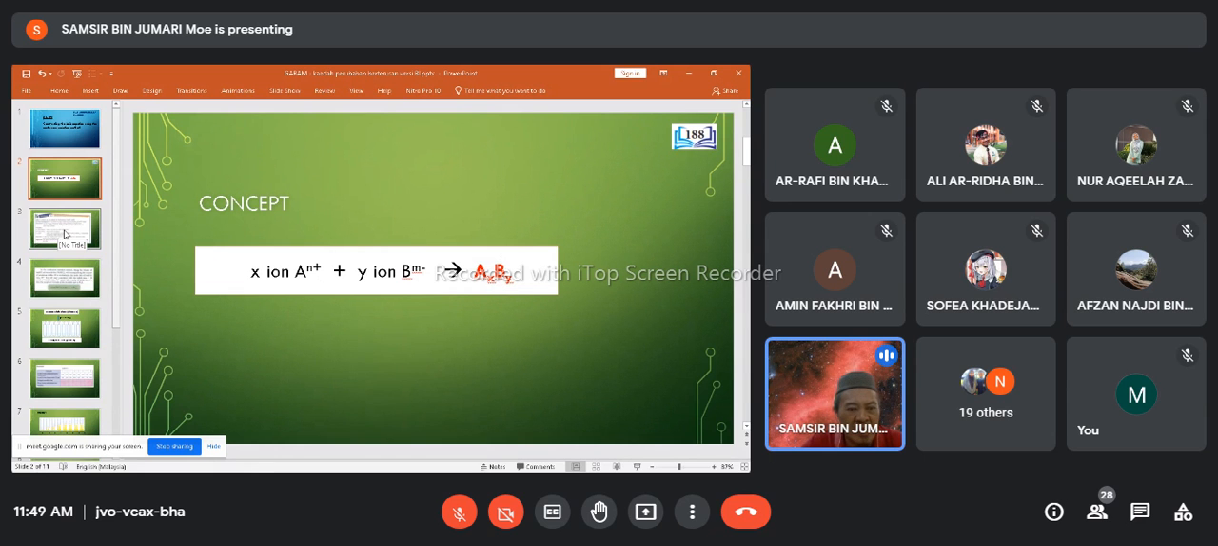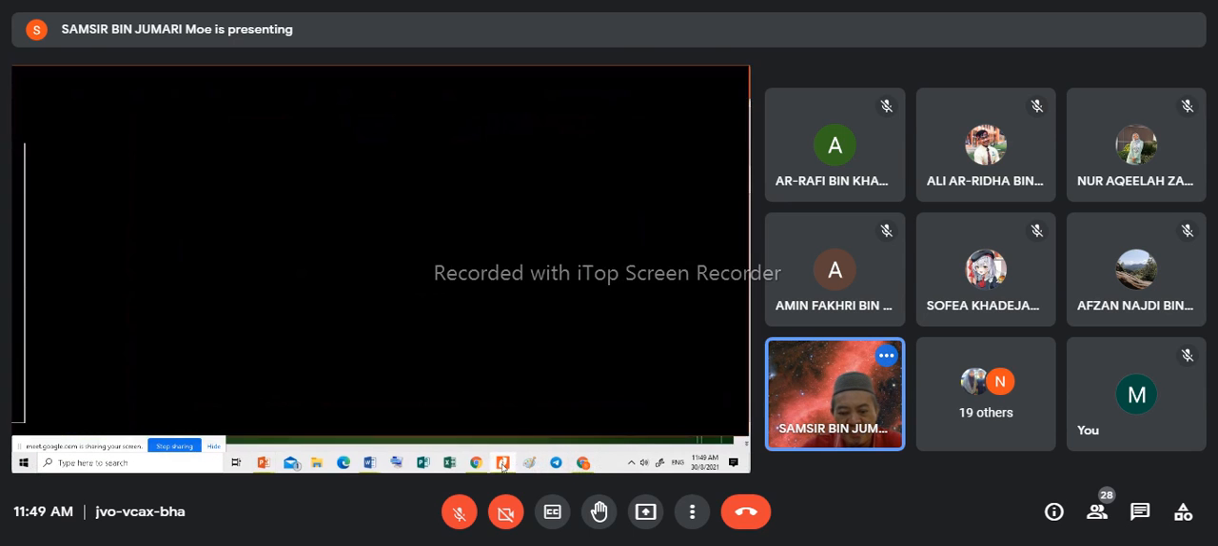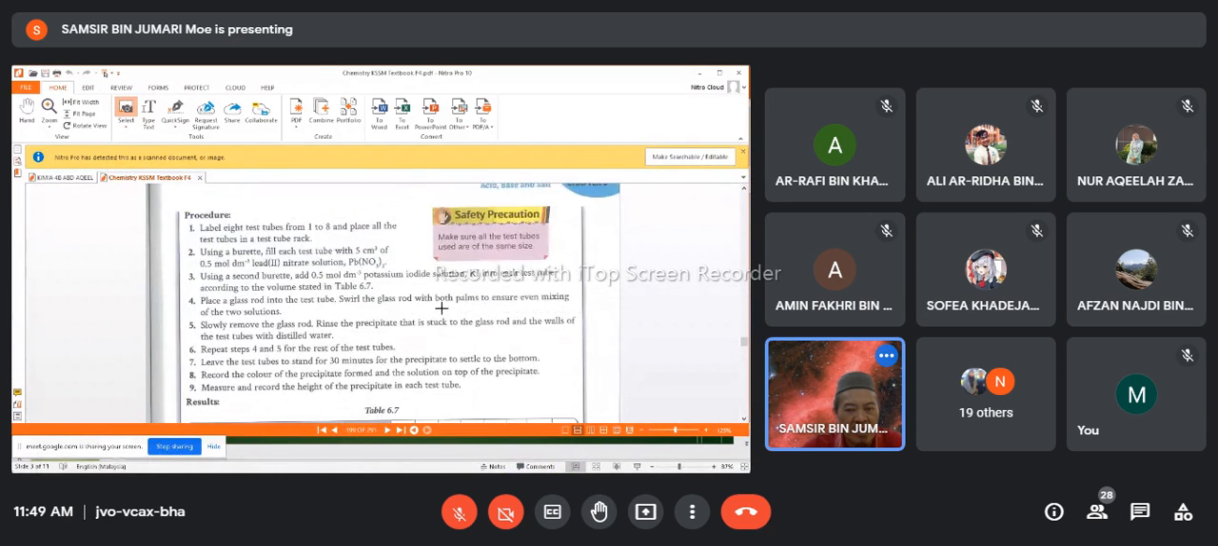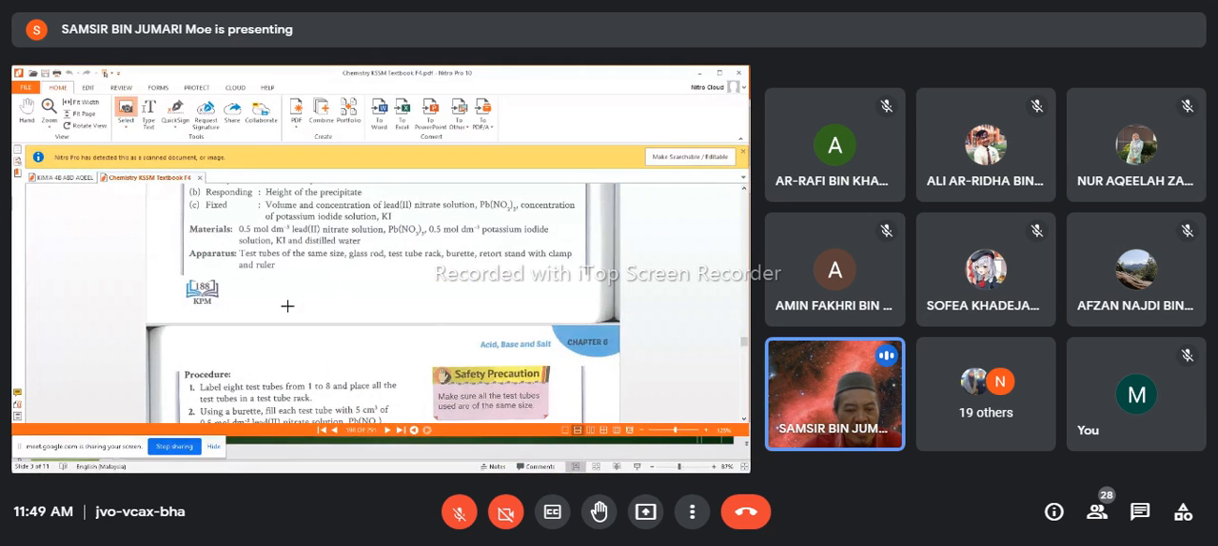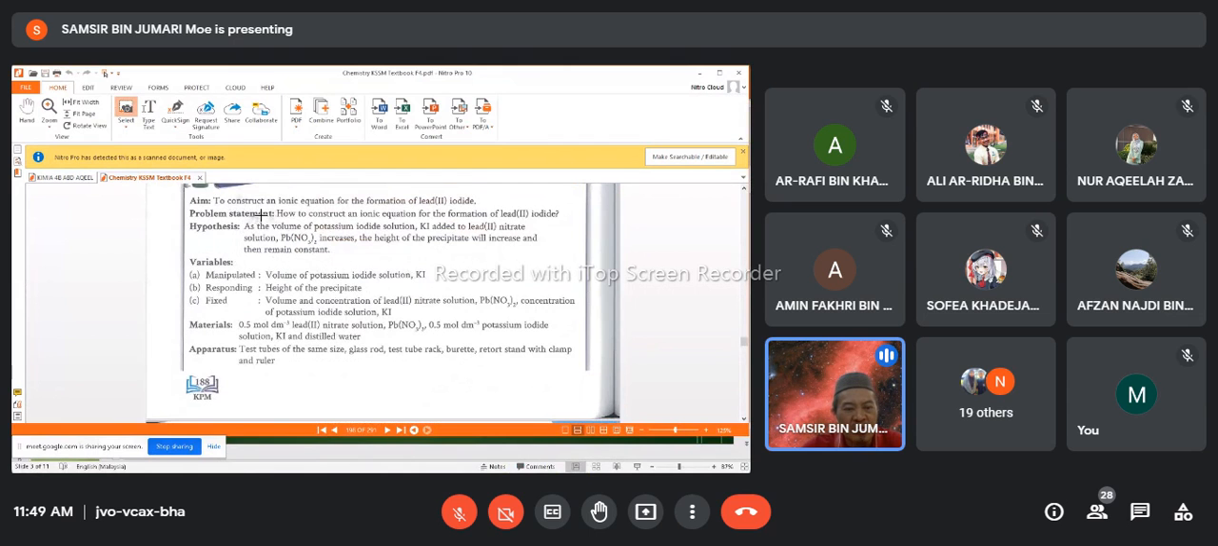Okay, this is the activity. In this activity, for example, on page 188 of your textbook, construct an ionic equation for the formation of lead two iodide. Lead two iodide is a type of insoluble salt, iodide.